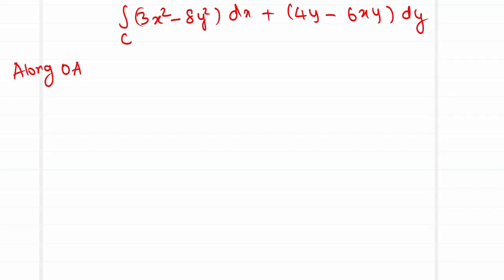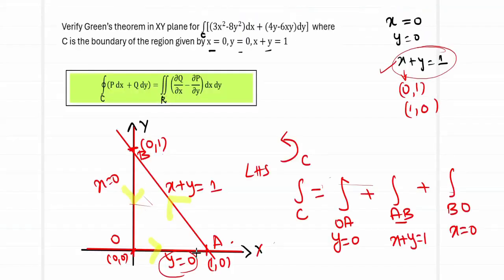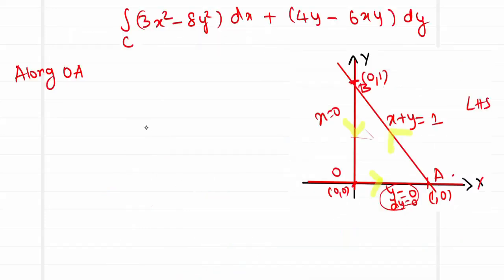Now what is going to be my line OA? This is my line OA. What is the equation of the line OA? The equation of the line OA is given as y equal to 0. So for this, if y equal to 0, then what can we say about the derivative? The derivative dy will also be equal to 0. Let us apply these two quantities in the given expression. This will simplify the value into an easier way. So we substitute y equal to 0 and dy equal to 0.